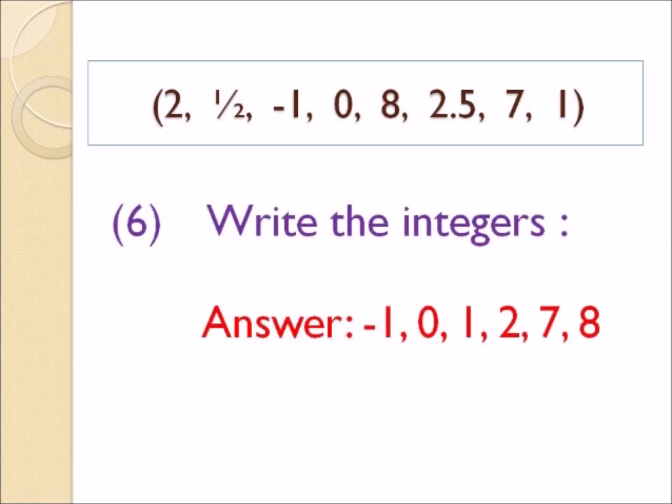Remember, integers are negative numbers and whole numbers. So you got to put -1, 0, 1, 2, 7, 8. You must have all of these to get that 1 mark. Very good if you got the integers.